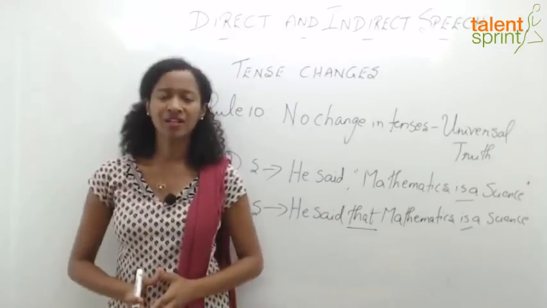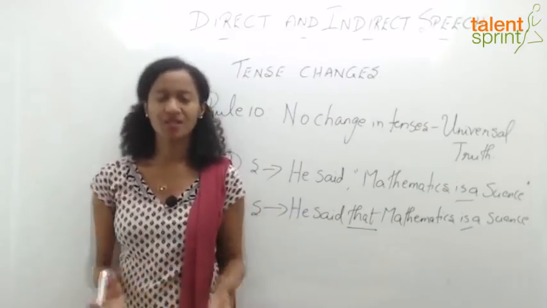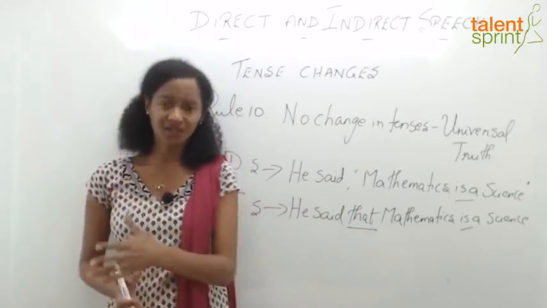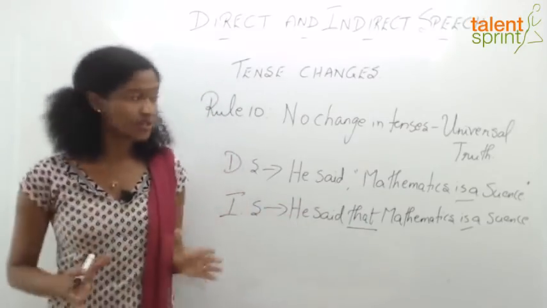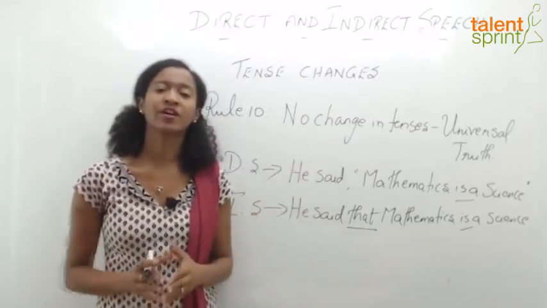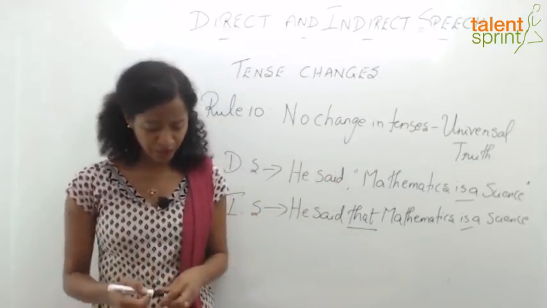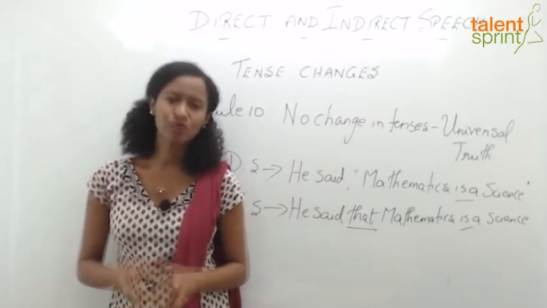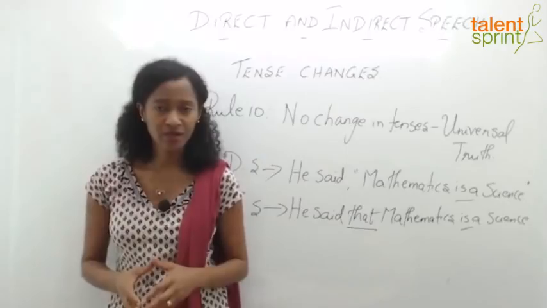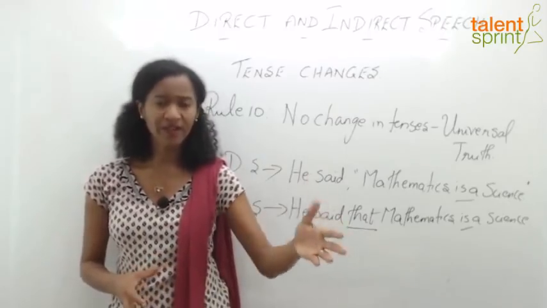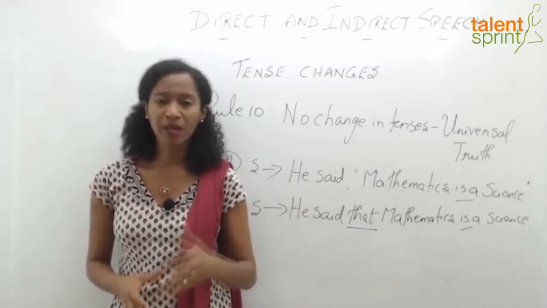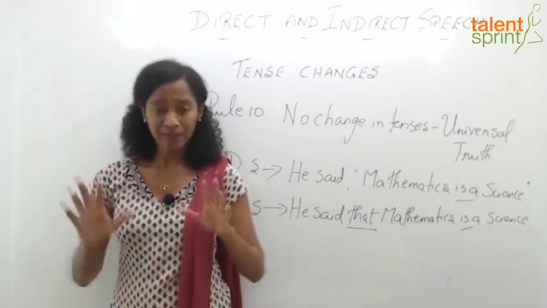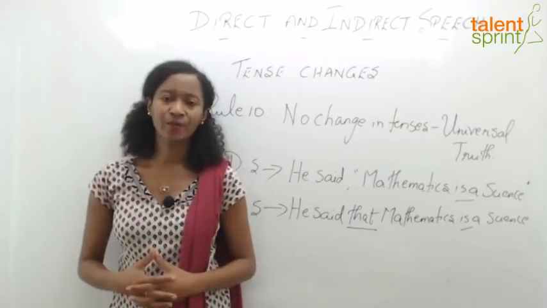You know, the other common universal truth is the sun rises in the east. He said the sun rises in the east. He said that the sun rises in the east. So the tenses do not change when you're talking about universal truths. So we've looked at 10 rules specifically applicable to tenses, and we also looked at modals. Right? Will changes to would, may to might, can to could, and must to either must or had to. So please remember these changes.